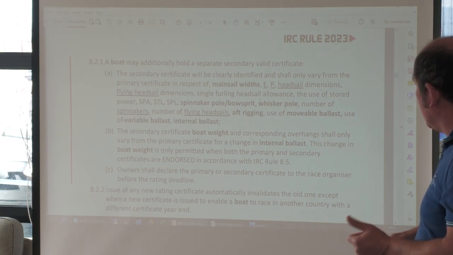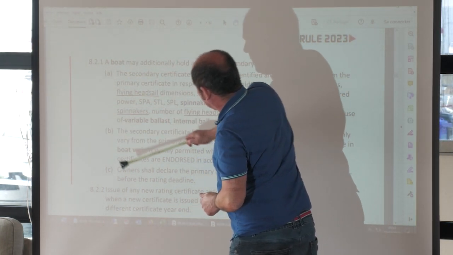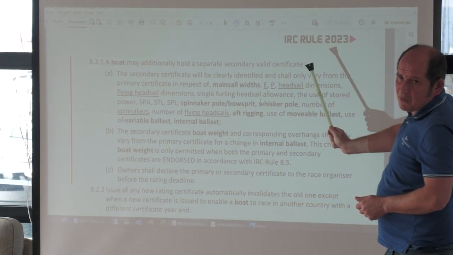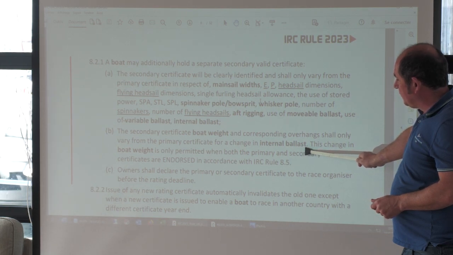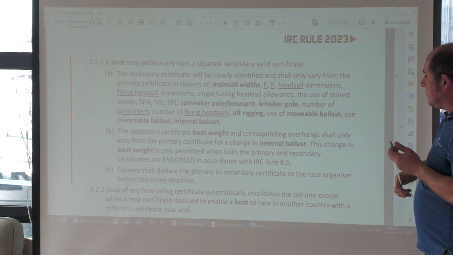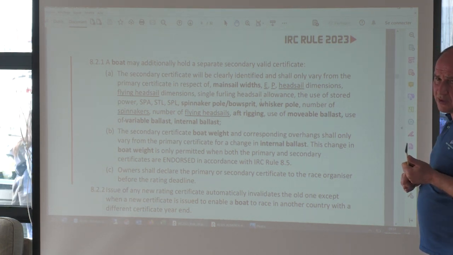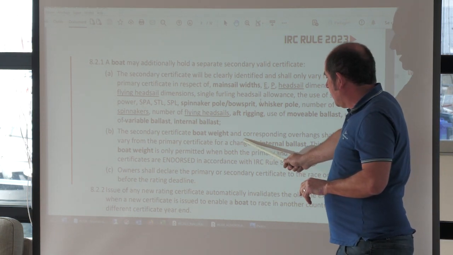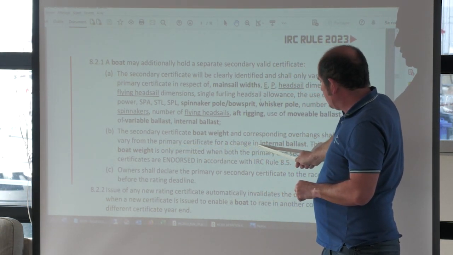But there are some limitations. In this first article, 821.8, you have all the dimensions and all the things that you may vary from the primary certificate to the secondary. And here, the things that you don't have to modify are in relationship with boat weight, mainly. Okay? The secondary certificate boat weight and corresponding overruns shall only vary from the primary certificate for a change in internal ballast.